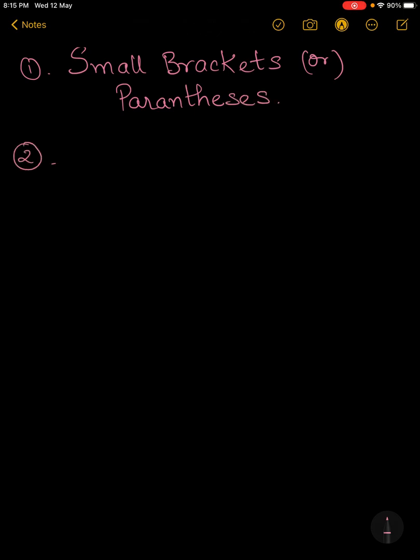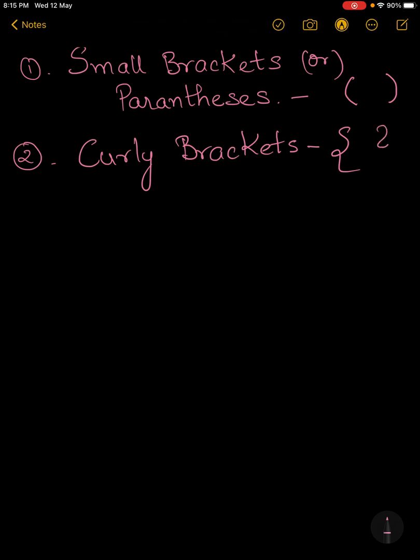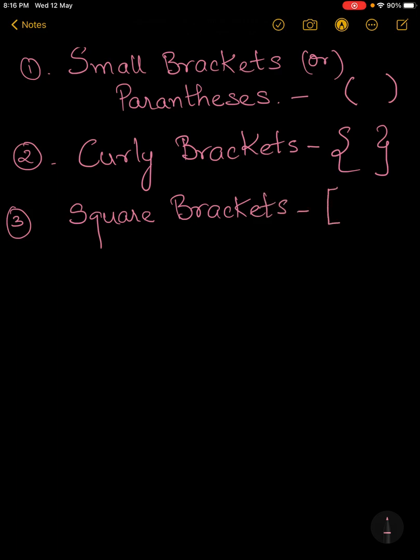The second kind of brackets that we usually find are known as the curly brackets. Let me draw them side by side so that you understand. So the small brackets literally look like this. The curly brackets are the ones that look like this. And then last but not the least, you have something known as the square brackets. Fair enough? So the square brackets look something like this.